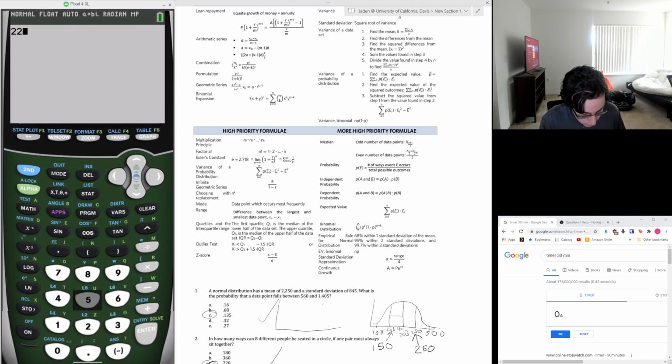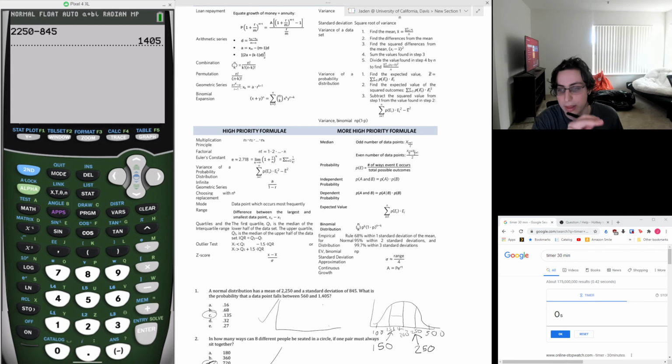2250. My calculator, it's annoying to press the 0 button. 845. That gives us 1405. So 1 standard deviation away that way is 1405, but 560 is 2 standard deviations. So if we have 1405 and the 2250 in the middle, 1405 and 560, they want us to find this area.